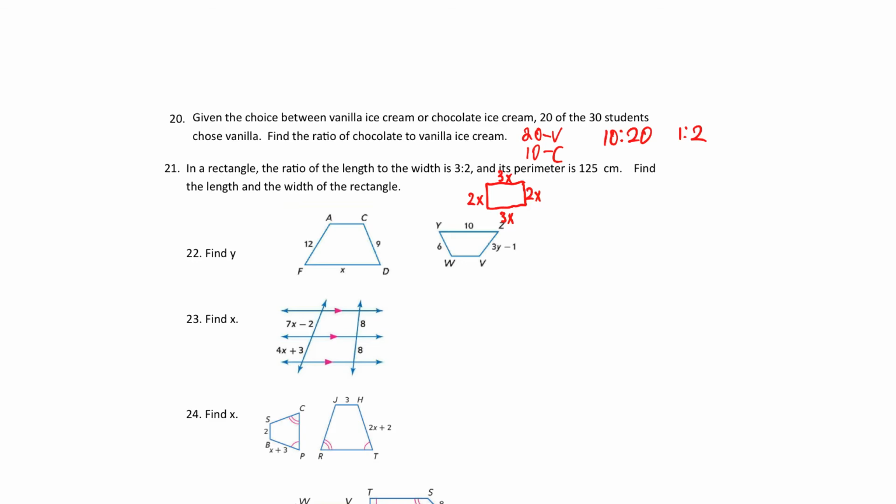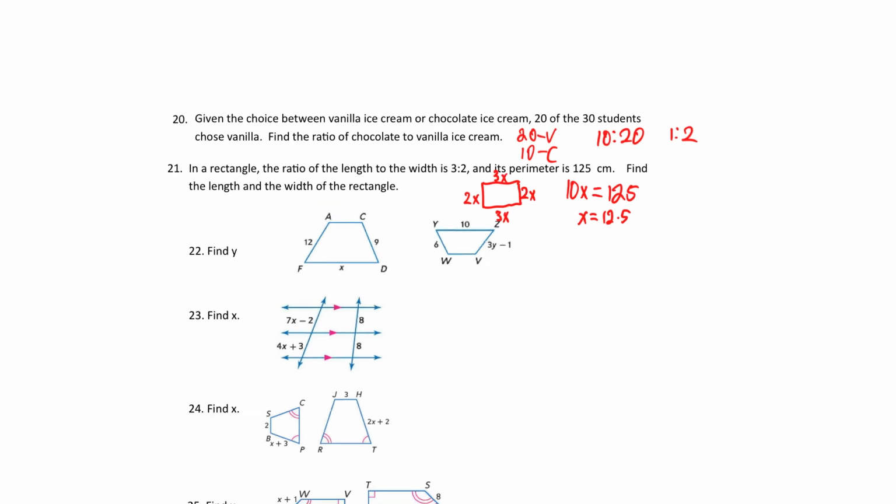So if we add all those x's up, how many x's are those? 4. There's 4 groups, but total how many x's? 10. 3 plus 2 plus 3 plus 2. So 10x equals 125, because they say the perimeter is 125. So you add all those up, it equals 125. Divide by 10, x equals 12.5.